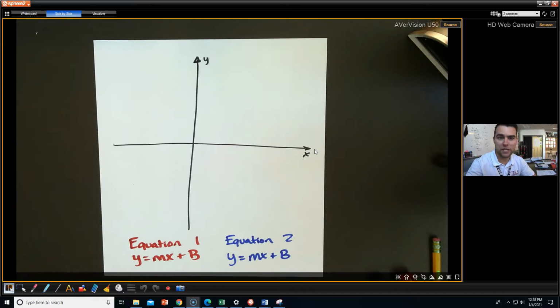And let's continue on from yesterday. Yesterday we graphed equations of lines, which is more or less review. Today we're going to actually use them for something a little bit, okay?